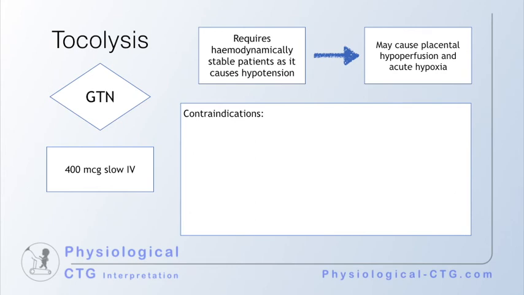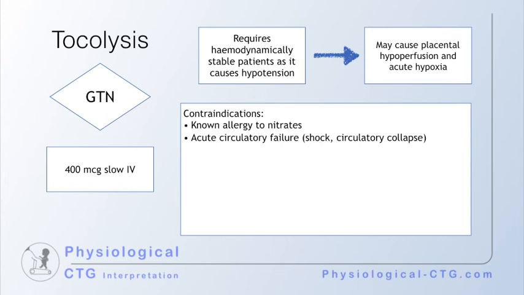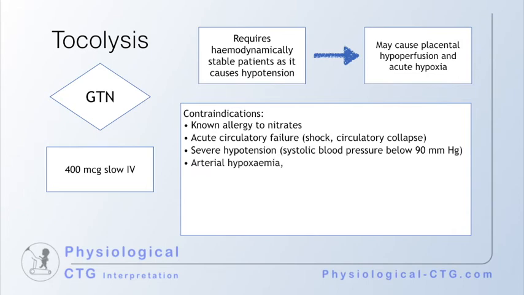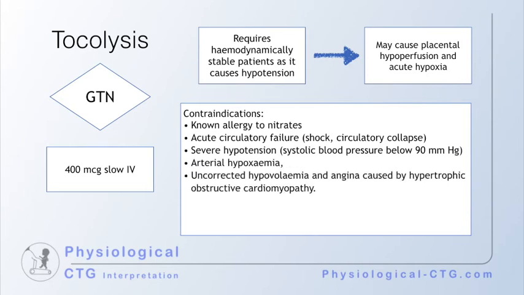It is contraindicated if there is a known allergy to nitrates, any signs of acute circulatory failure, severe hypotension, arterial hypoxemia, any uncorrected hypovolemia, and angina caused by hypertrophic obstructive cardiomyopathy. It is also contraindicated in cardiogenic shock, severe anemia, and toxic pulmonary edema.